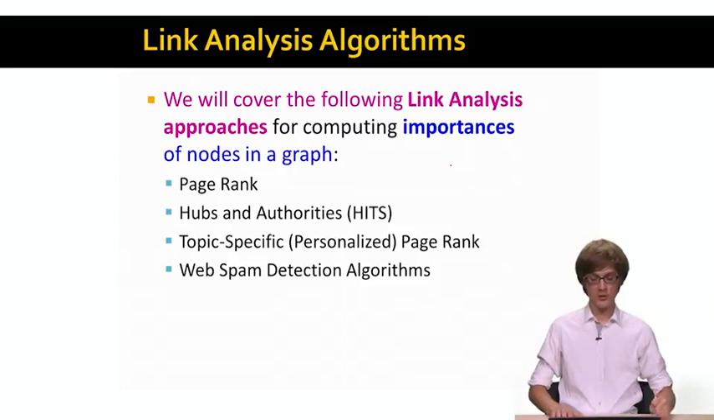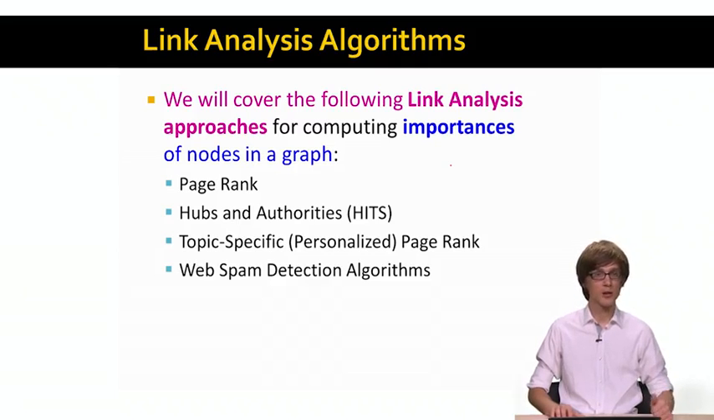So in order to compute the importances of the nodes in a graph, there are several approaches to this. Broadly, these approaches are called link analysis, because we are analyzing the links of the web graph to compute an importance score of a node in a graph. The first approach we will look at is called PageRank. And this is really the algorithm that was invented and that was behind the initial implementation of the Google search engine.